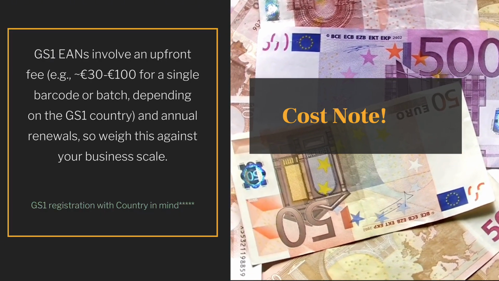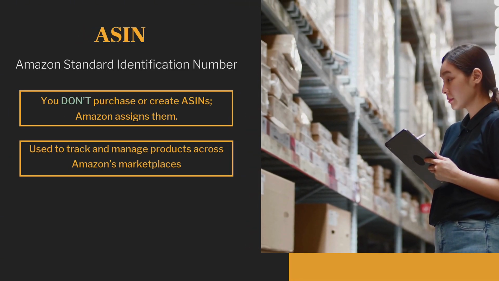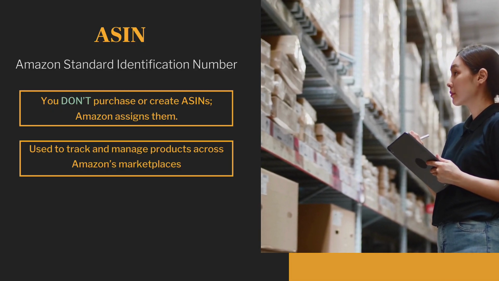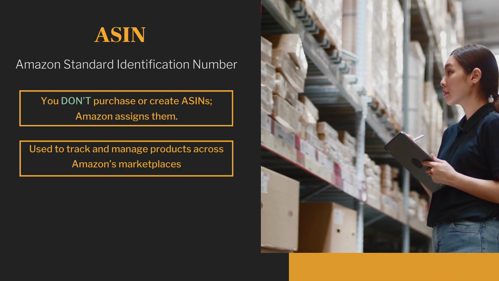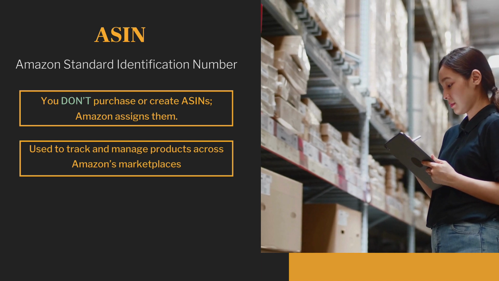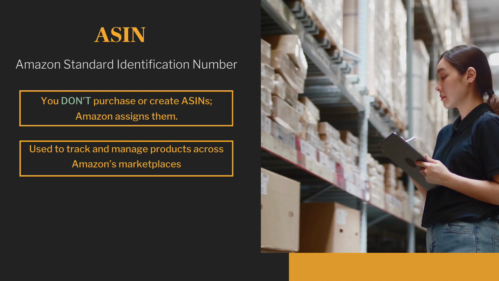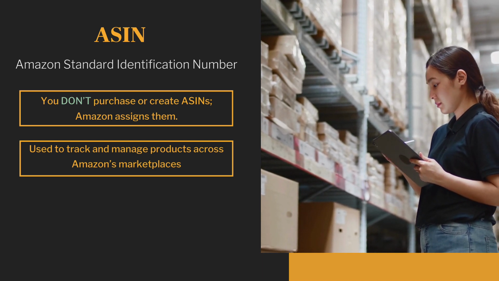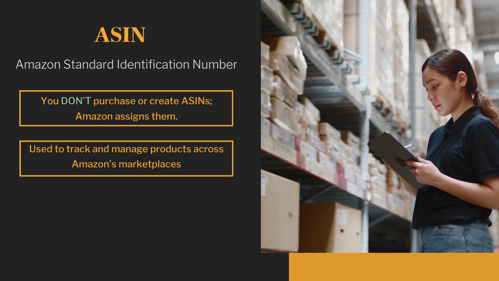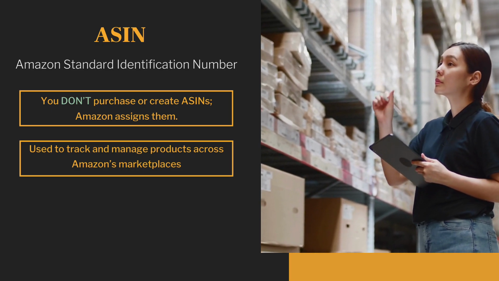All right, the ASIN is Amazon's identifier. You don't buy this. Amazon creates it when you create a product. Every product has one. You can find products and search them with it right in Amazon. And when you're creating a product, you'll use that code to match it if you're building a product on another product.